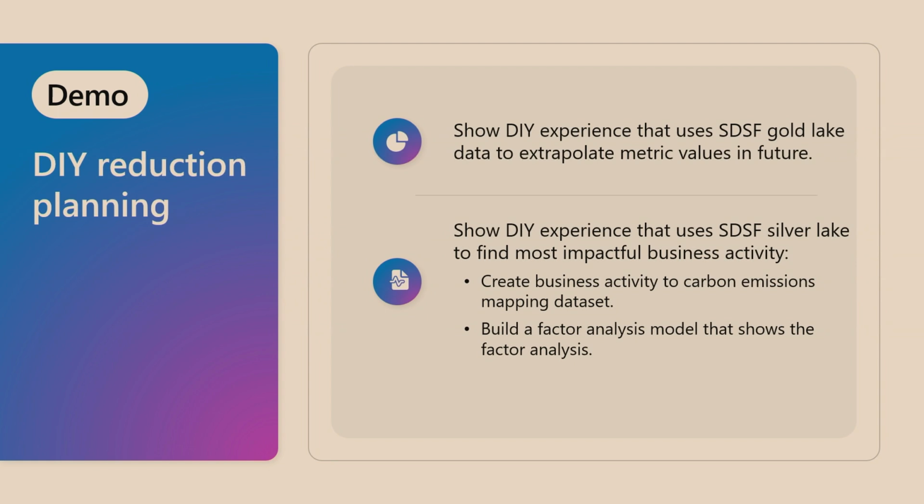So in the demo, what we are trying to help you understand from a do-it-yourself point of view is about exploring all the scope 3 emissions and figuring out which business activities are contributing to a large amount of emissions. And then from there, you will be able to figure out how you can contain some of those or alter some of those business activities, and thereby get to your reduction strategy.